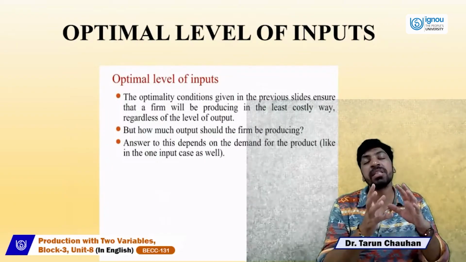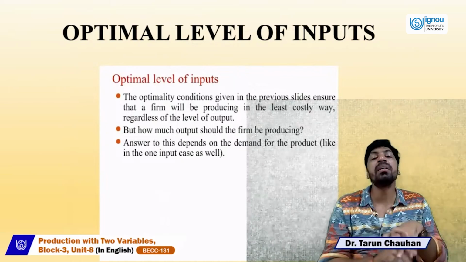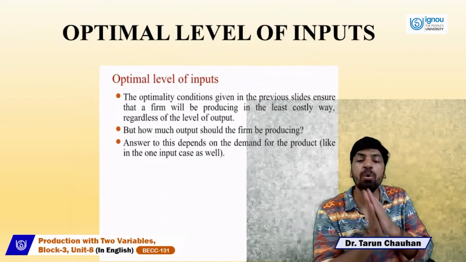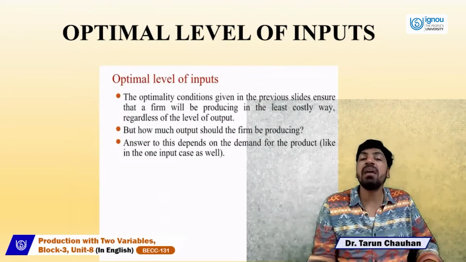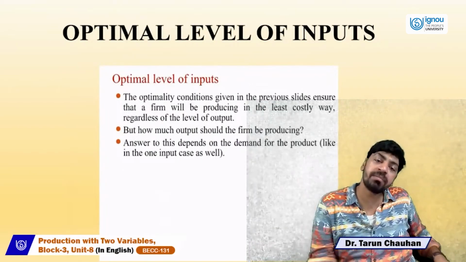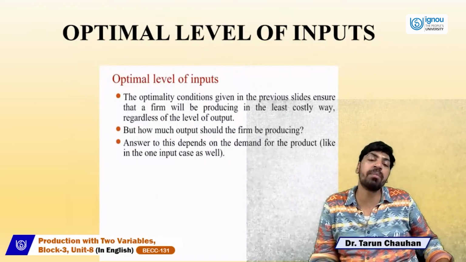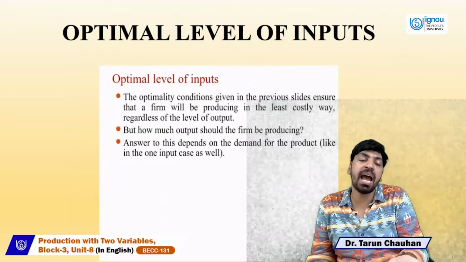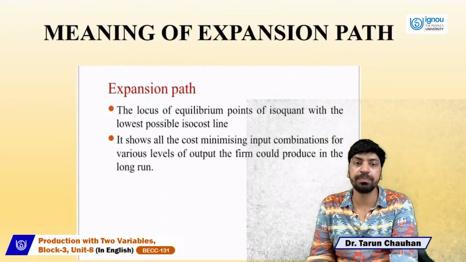upon the demand for that particular product. For example, if there is a demand for one input, that is capital, then automatically labor will also get involved. After all, the prices of both will also be included when it reaches an optimum level of inputs. So how much the firm produces depends upon the optimum level, and of course other factors also, that is the demand for that particular product, which also includes the one input as the case may be. So that's called the optimal level of inputs.